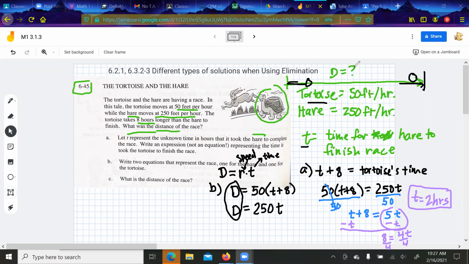So yes, it is the hare's time, because we look right here, right? T is the time for the hare to finish. We defined it right there. So this is the hare's time. So what is the tortoise's time? How do we find the tortoise's time? What is the tortoise's time, guys? Put that in the chat too.